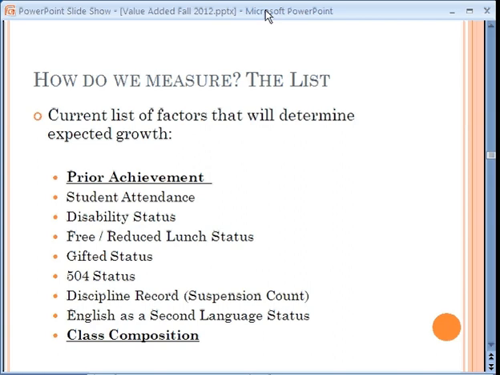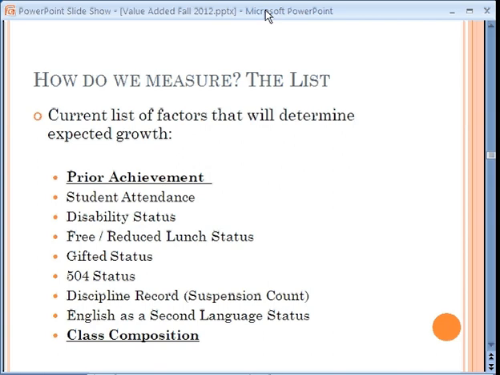In this part of our value-added webinar, I'm going to be talking to you about the methodology, specifically the types of measurements that go in to creating a value-added measure. If you look at the list here, you'll see that such things as prior achievement, student attendance, disability status, free and reduced lunch status, gifted status, 504 status, discipline record through the suspension count, ESL status, and class composition all factor into a value-added measure for typical growth for a student.